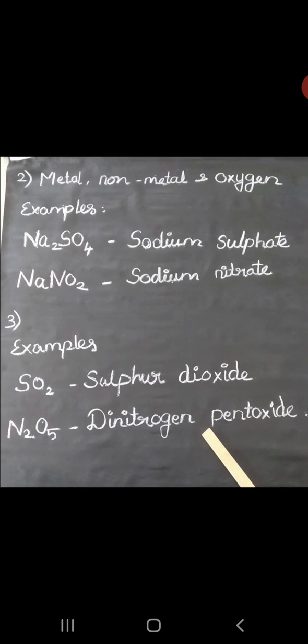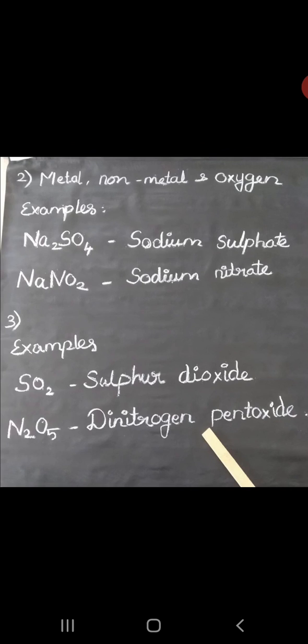Next, in naming a compound containing a metal, a non-metal, and oxygen, the name of the metal is written first, and the name of the non-metal with oxygen is written next, after adding a suffix. ATE is for more atoms of oxygen. ITE is for fewer atoms of oxygen.